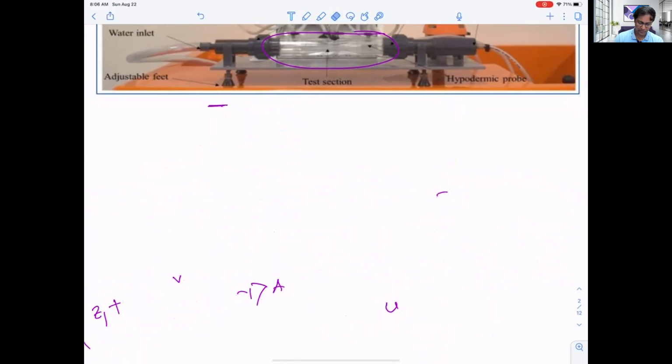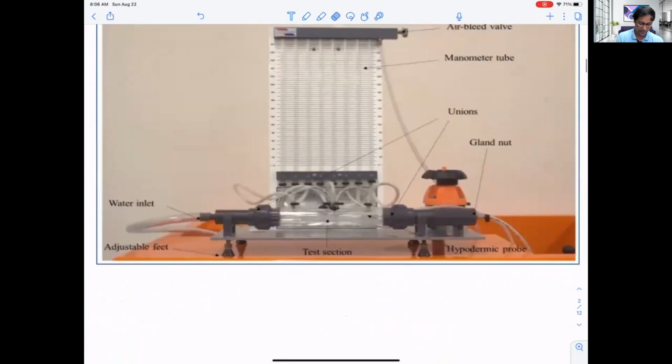So let's move to the experimental setup. I'm going to show you this setup. Water is flowing from left to right. From left to right, we have a distribution system, and we have this section. We have a narrow section here and a wider section here, a wider diameter. It's called the Bernoulli meter. We'll see the Bernoulli meter in the next experiment.